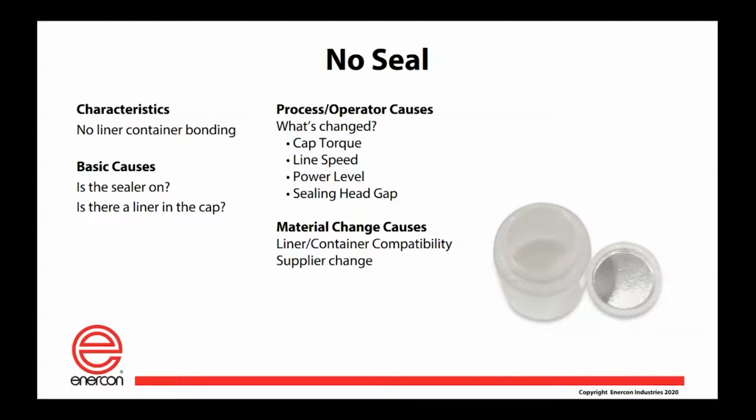Also, something else you need to consider, if you've got the wrong kind of a liner for this bottle, it's just not going to stick. If you've got a polyethylene liner and a polypropylene bottle, they just aren't going to stick very well together. And you also have to consider that maybe your purchasing department decided that they could save a half a cent a liner if they changed to this other one, and now suddenly it doesn't work anymore. So those are some things to look for if you're getting no seal.